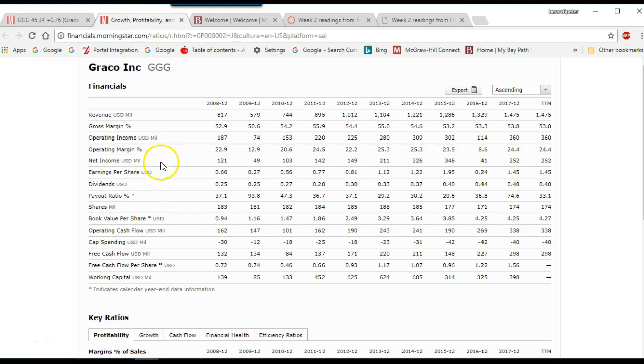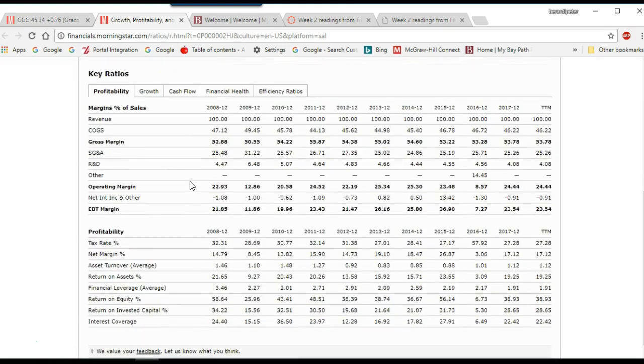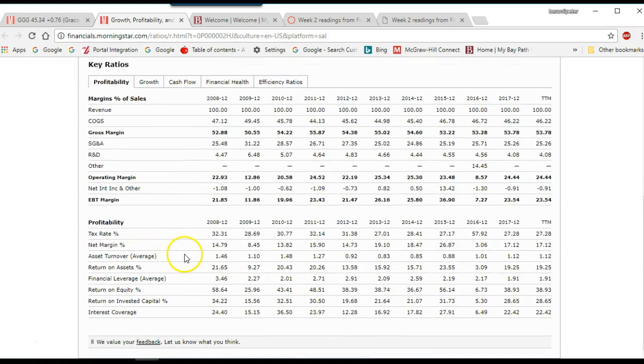this company. This is Morningstar, which is a good website that gives you all this financial ratio analysis, which is great. Let's go to this profitability. Notice this net margin, which is the net profit margin in this company. Let's take the current last year, 2017. For every dollar of sales, Graco, this company, earns 17.12 cents. So their net profit margin ratio is 17.12%.